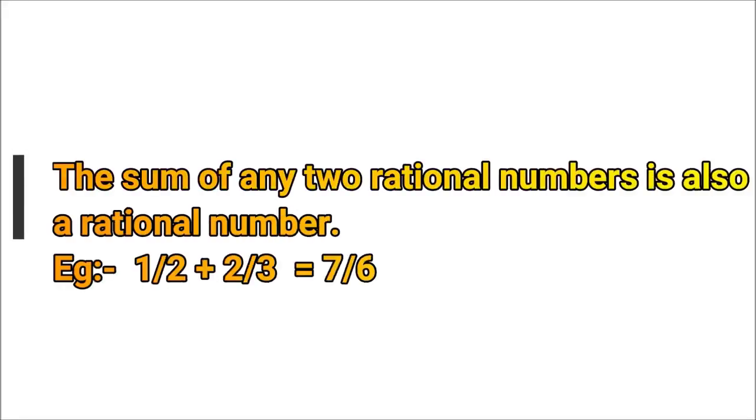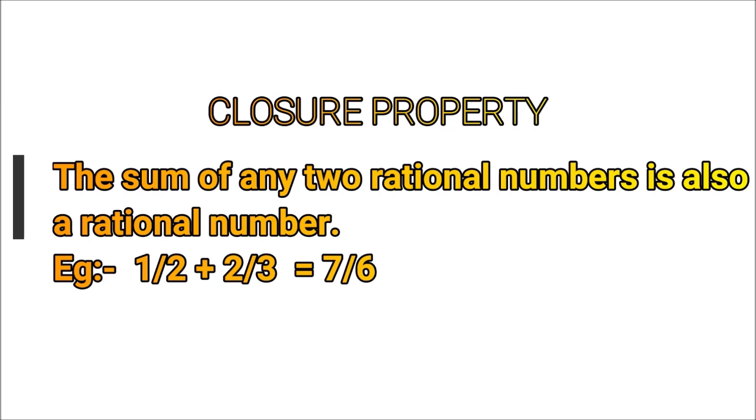The very first is closure property. The sum of any two rational numbers will always give you a rational number. For example, here you can see that 1 by 2 plus 2 by 3 is equal to 7 by 6.